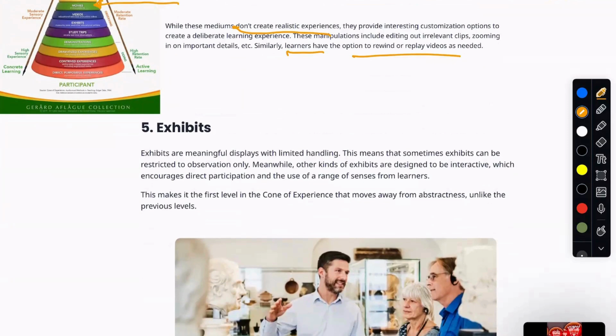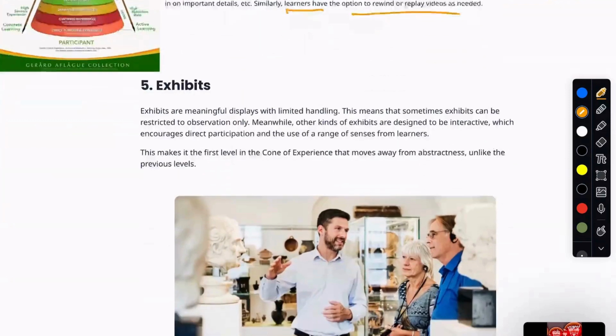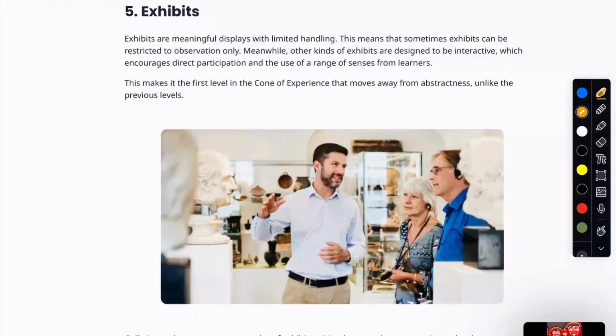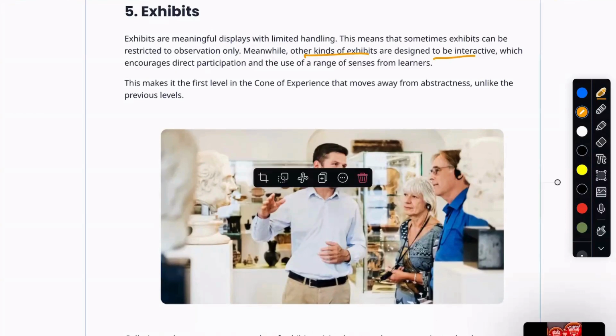Now we're headed to the moderate retention, videos and exhibits. Exhibits are meaningful displays with limited handling. Sometimes they can be interactive exhibits too, especially if you go to, for the kids, where they can touch the animal. So other kinds of exhibits are designed to be interactive, which encourages direct participation and the use of a range of senses from learners. So remember, if we use our senses, then the more that we remember what we learned.